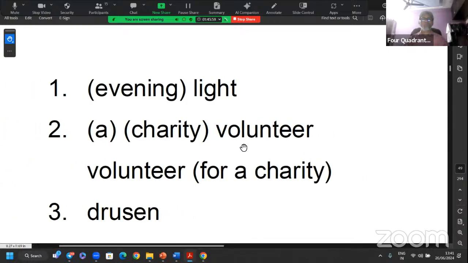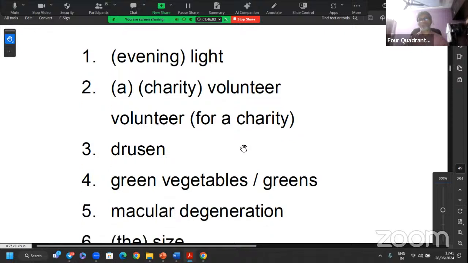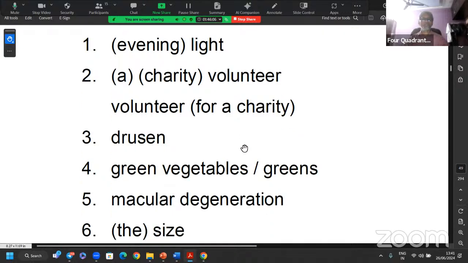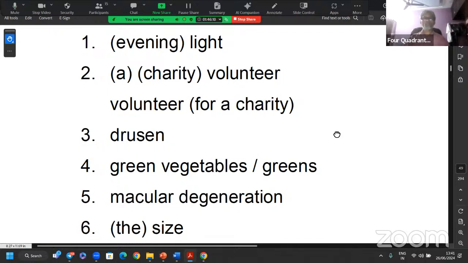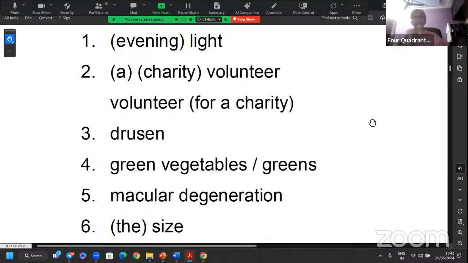Yeah, you can check your answers now. So first 6 questions, answers are here. Here are the answers for the first 6 questions. Check your answers, please.